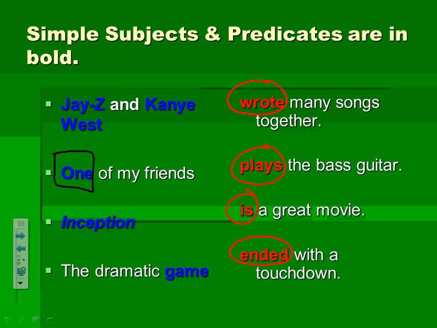Okay, so when we put them all together, we have Jay-Z and Kanye West wrote many songs together. One of my friends plays the bass guitar. Now, when you read this sentence, do you know why friends is not your subject? You're right. It's because the friends aren't all playing the bass guitar. Only one of them is. And this is a good example of a pronoun being used as the subject. One plays the bass guitar.